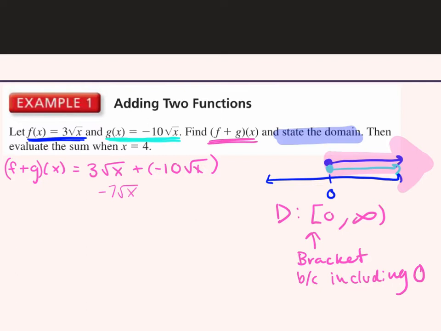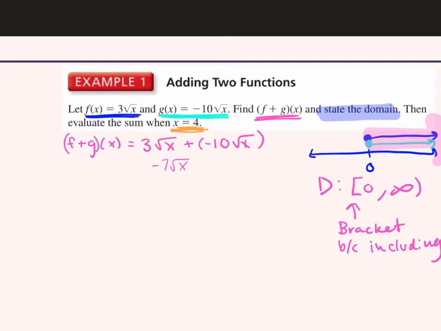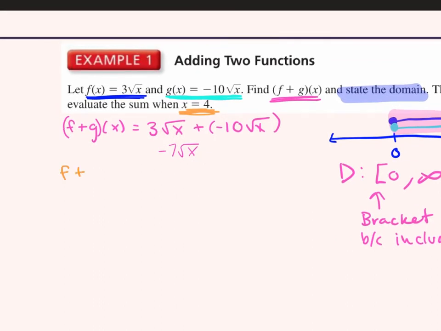Last thing we need to do is evaluate the sum when x is equal to 4. So we just want to plug in 4 into our f plus g of x. So now we have f plus g of 4. So we just plug in 4 for x. So negative 7 square root of 4. And we just solve. What's the square root of 4? 2. So negative 7 times 2, which is negative 14.